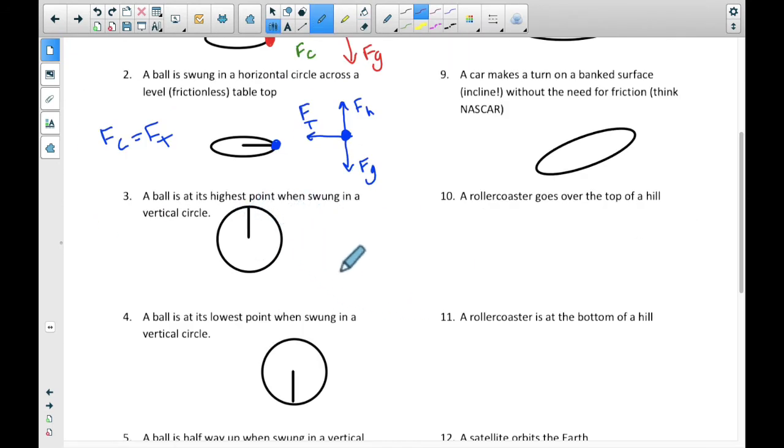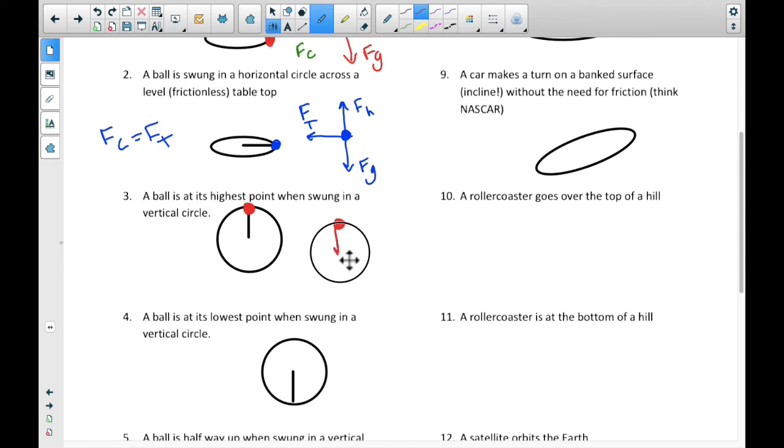Okay. Now we have a person who's swinging a ball around and around and around. Or imagine you have your keys on a lanyard and you're swinging them around and around like this. So now we're looking straight on, not on the tabletop, like the person is behind there. So here we have the ball and it's at its highest point. So what forces do we have?